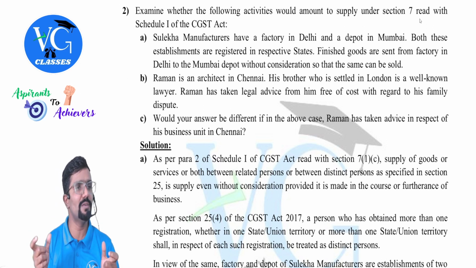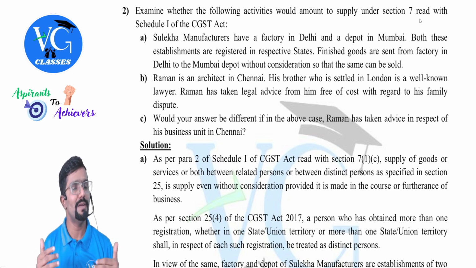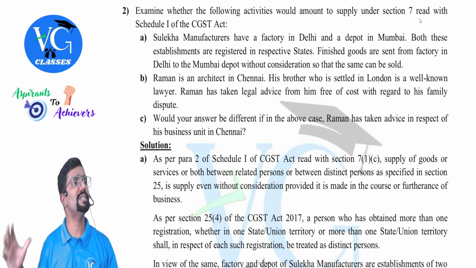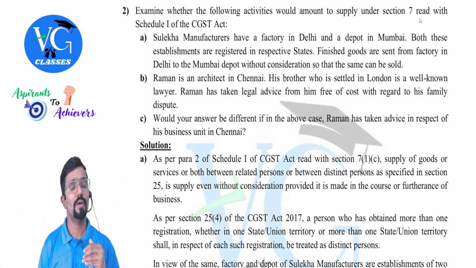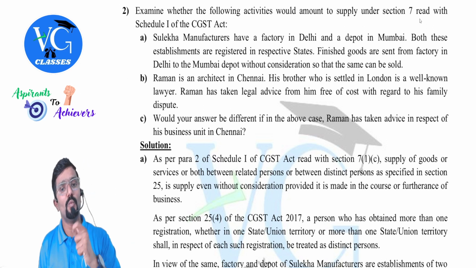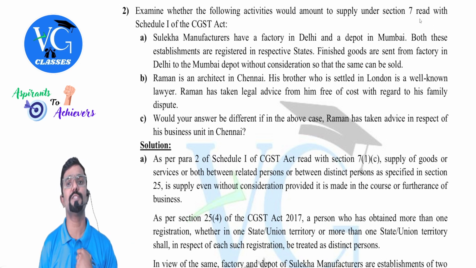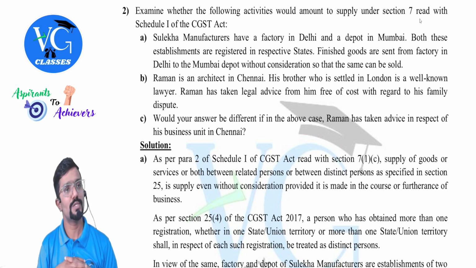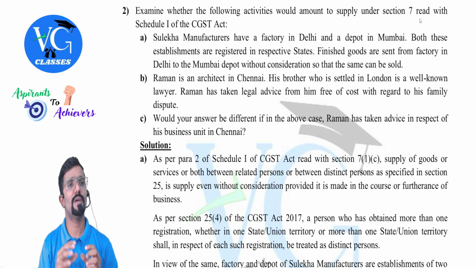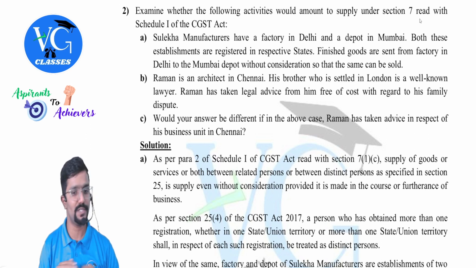Guys, normally they give this line, even if they don't give, as a student of GST, you should know when two different states are involved, registration would have been taken separately. Okay. Finished goods are sent from factory in Delhi to Mumbai depot without consideration so that the same can be sold. Guys, is it a supply? Yes. For whom? Delhi, when they send the goods to Mumbai. So it is a supply. Why so? Because it is a supply between distinct persons in the course or furtherance of business.